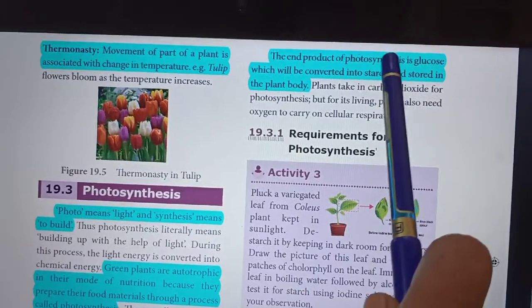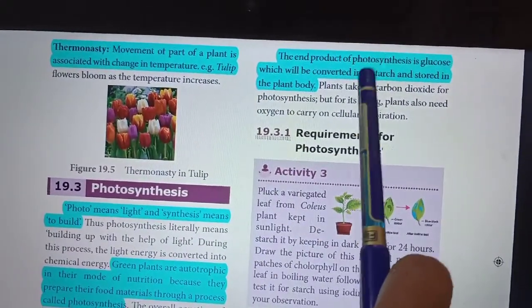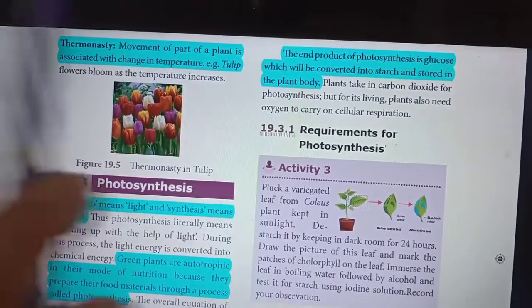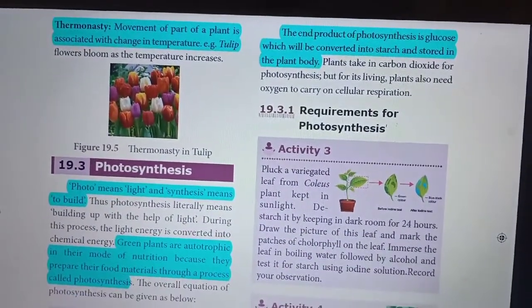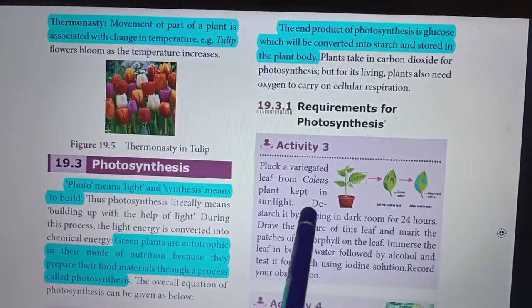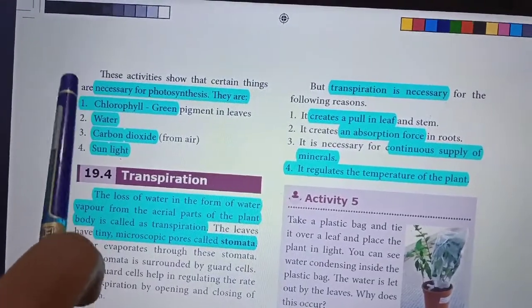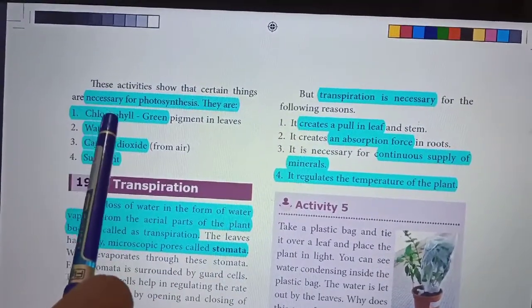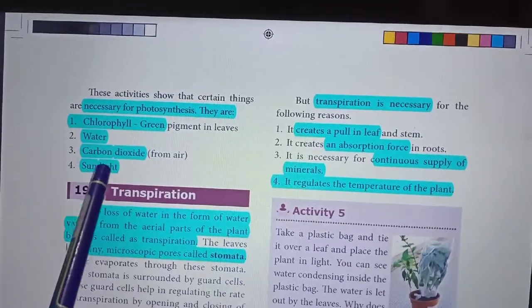Thus, the end product of photosynthesis is glucose, which will be converted into starch and stored in the plant body. Requirements for photosynthesis. These experiments just now I showed in the clippings. The requirements necessary for photosynthesis are chlorophyll, green pigment, water, carbon dioxide, sunlight.